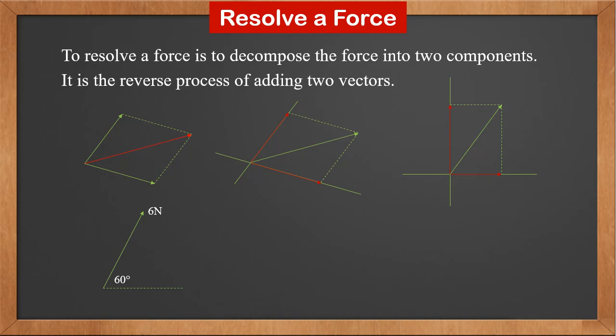This is a force of 6 Newton with an angle of 60 degrees to the horizontal. We can resolve it to the horizontal and vertical directions. The horizontal component points right. Its magnitude is 6 cosine 60 degrees, which is 3 Newton. The vertical component points up. Its magnitude is 6 sine 60 degrees, which is 3 root 3 Newton.